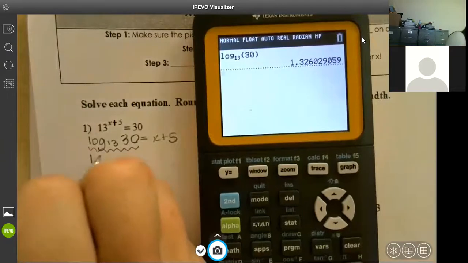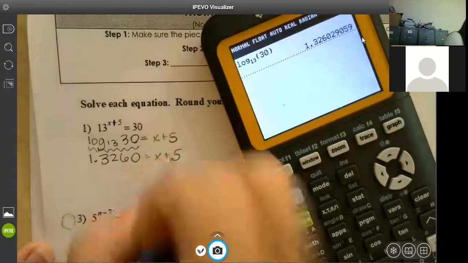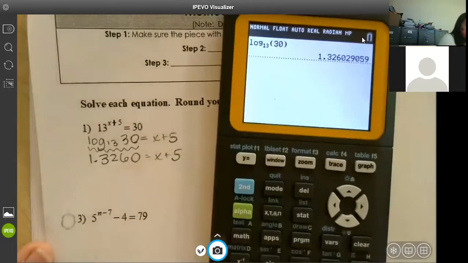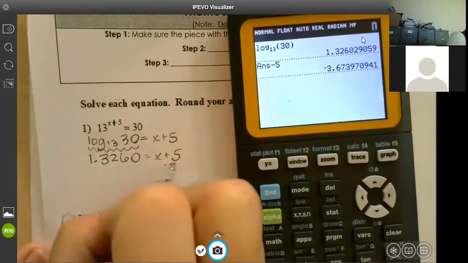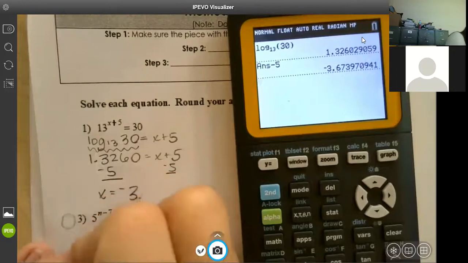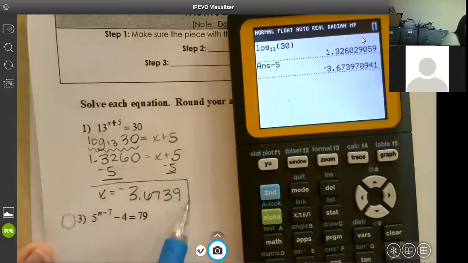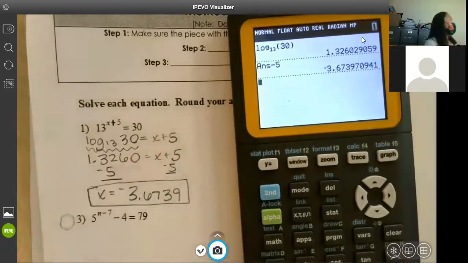So this evaluates to 1.3260 equals x plus 5. How do I solve? And you can do that straight in your calculator. So we're going to minus 5. Then we get x equals negative 3.6739. You can leave it just like that. I know that's not correct rounding. It should be 40, but that will give you the correct answer, okay? So don't stress about the rounding. Like, don't ask me about it because I'm telling you it doesn't matter. All right. Any questions on the first one? Is that hard? Not too bad, right? All right, check the next one.